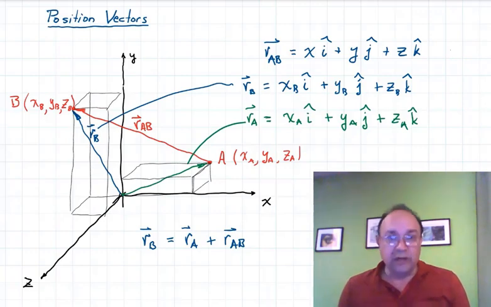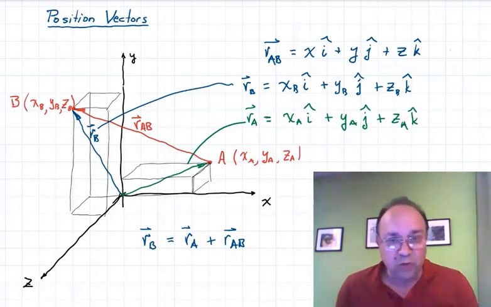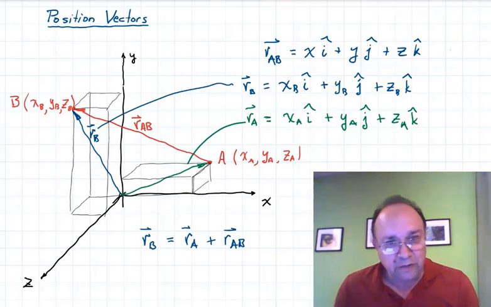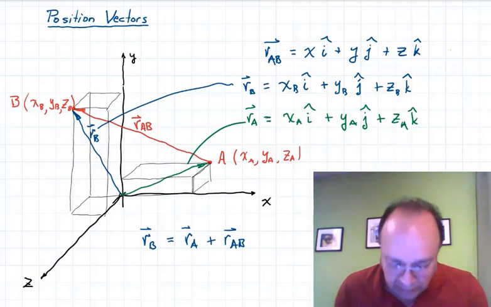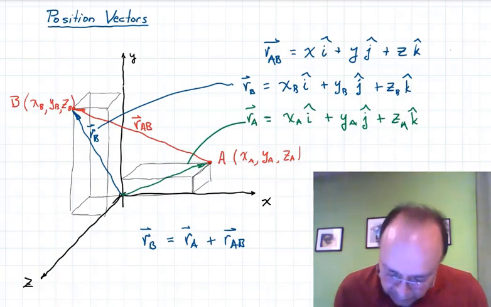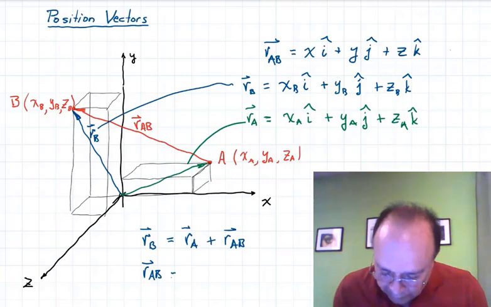If you recognize the method of the triangle, you put one vector, and then at the end of the first vector you put the second vector, and then the resultant of those two vectors is the vector that you obtain from the tail of the first vector to the head of the second vector. So in this case, RB is equal to RA plus RAB. In this way, we can now solve for RAB, and RAB will be equal to RB minus RA.